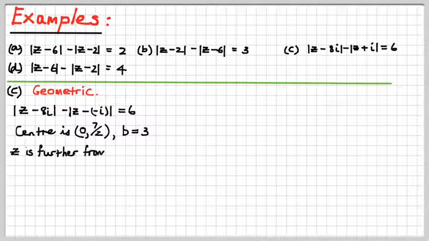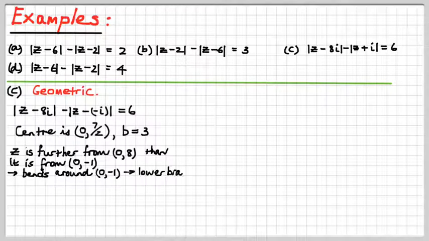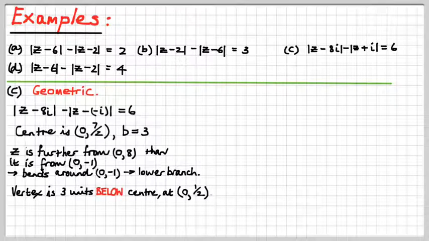Okay, so I think I've just jumped the gun there, told you everything before I wrote it on the screen. Yeah, so it's further from 0 and 8 than it is from 0 and minus 1, therefore it bends around the lower vertex. Okay, it's the lower branch. And the vertex is 3 units below the centre at this point here. So 3.5 minus 3 is a half, okay? There it is, that's the vertex.